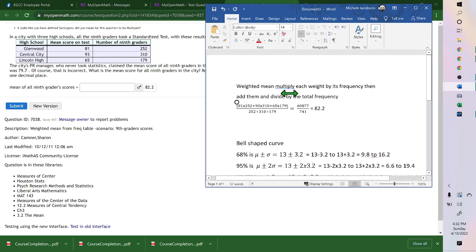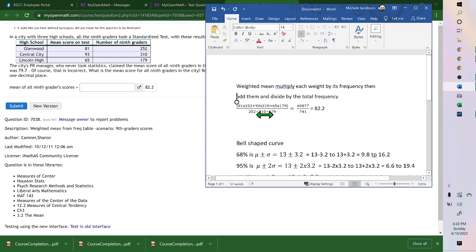And when you have a weighted mean, you multiply each weight by its frequency, add them up, and divide by how many there are. And so I wrote it out here. We take 81 times the 252 plus 93 times 310 plus 65 times 179. That's what's on the top.